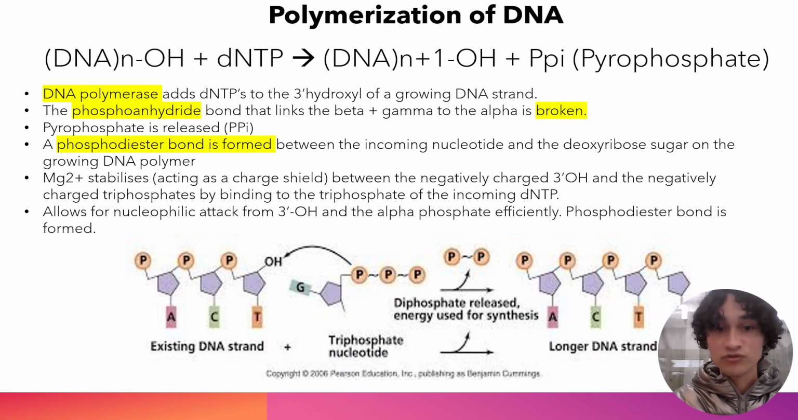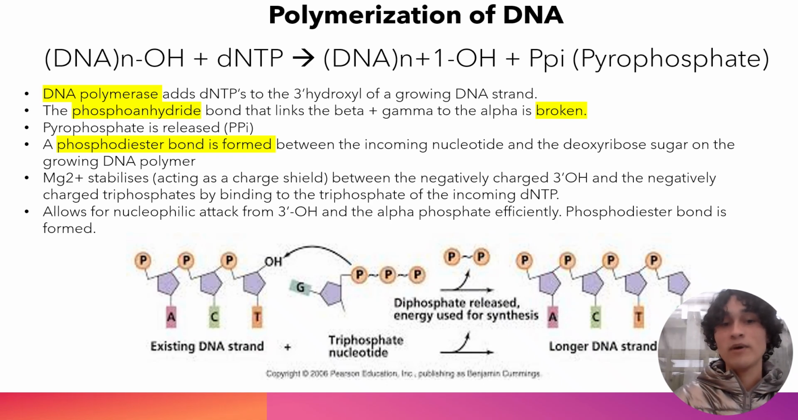negatively charged triphosphates, okay? And this magnesium itself allows for a nucleophilic attack from the 3' hydroxyl group on the deoxyribose sugar to the alpha phosphate efficiently. So it allows for that phosphodiester bond to be formed. It allows for that phosphate sugar linkage, or that phosphoester bond, to be formed.